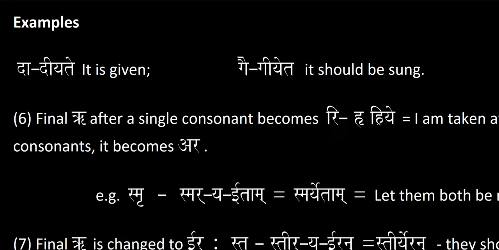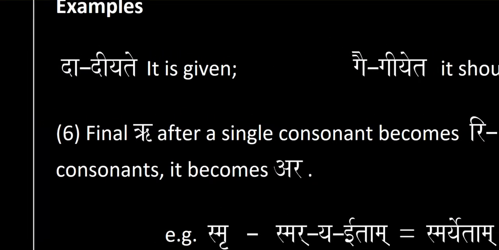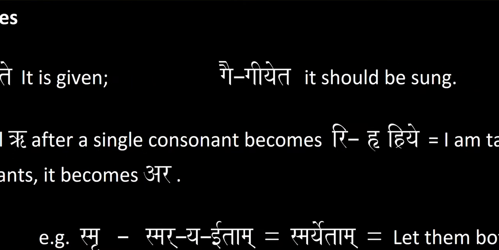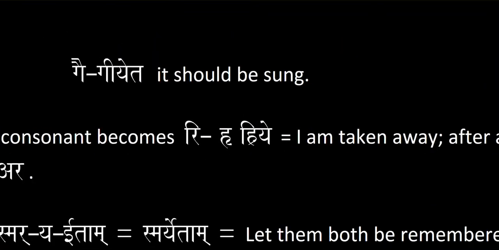Now moving on to number 6. The sixth rule. The final ri after a single consonant becomes ri. So our example here, our root word for to take away is hri, correct? Now hri becomes hri, and it becomes hriye to say I am taken away.